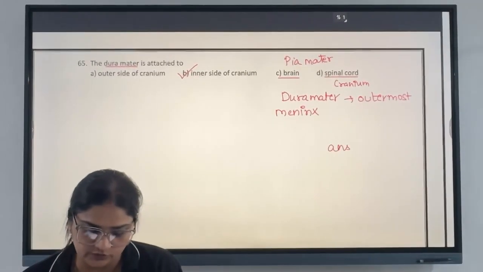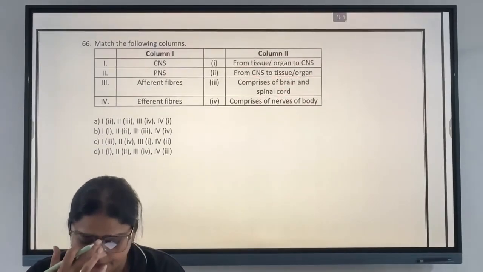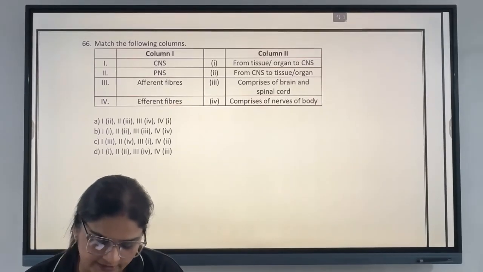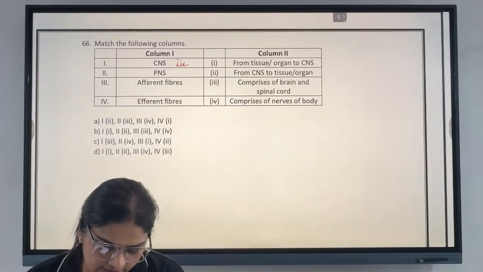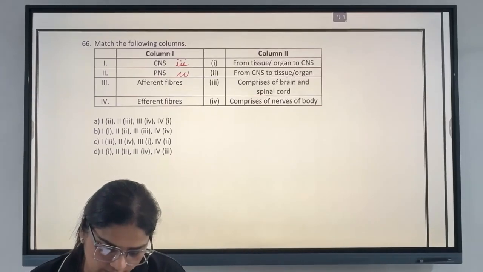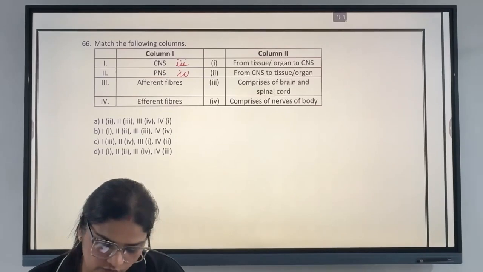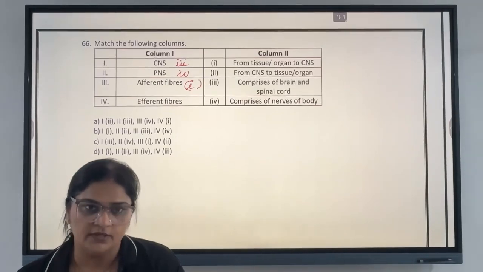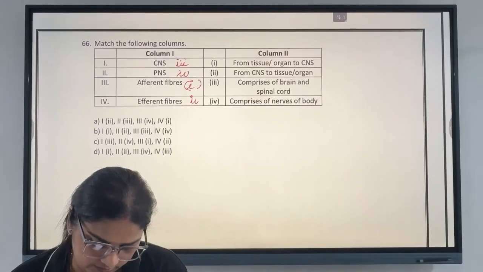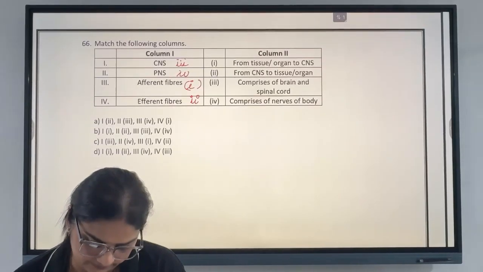Coming to 66th question, match the column. Column 1 says CNS, PNS, afferent fiber and efferent fiber. CNS comprises of brain and spinal cord, so 1 goes with 3. PNS comprises of nerves of the body, so 4. Afferent fibers from tissue organ to CNS, so 1. Efferent fibers from CNS to tissue and organs. So let's see, the answer is option C.